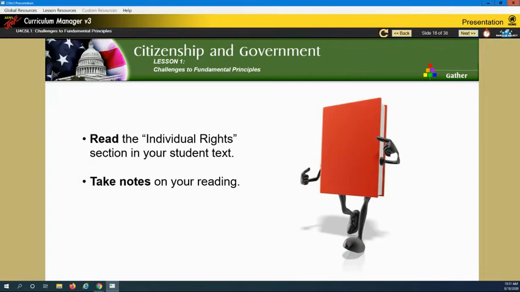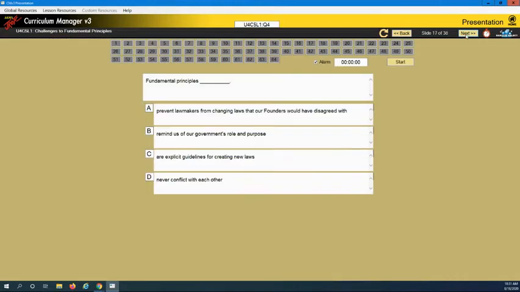Go through your individual rights sections in your student text. That's going to be on page 119. Look at the section on your rights with police. Remember, police's job is to protect society against bad people. Where a lot of people are having problems is when bad people do bad things and the police have to get strict with them.